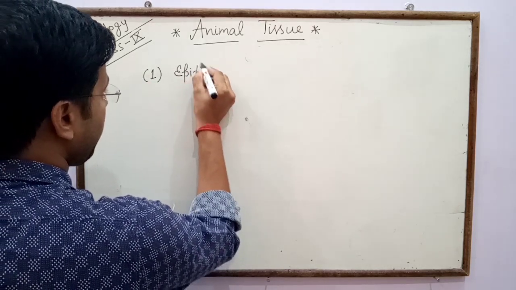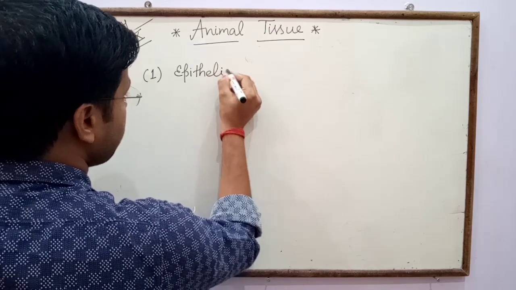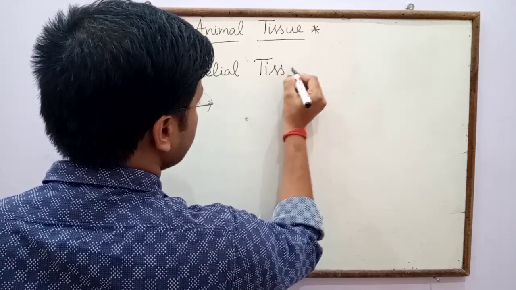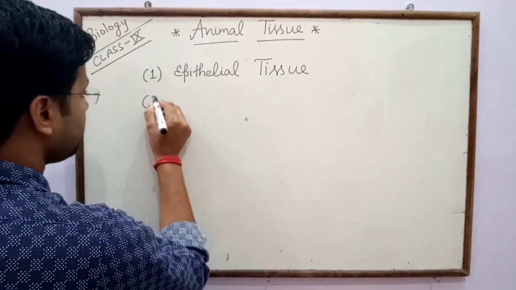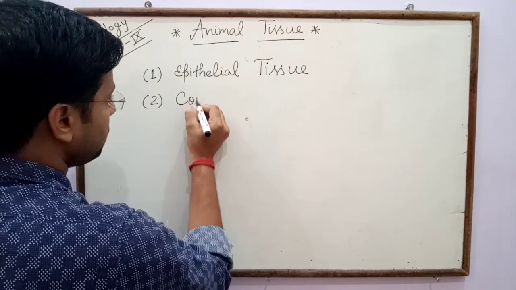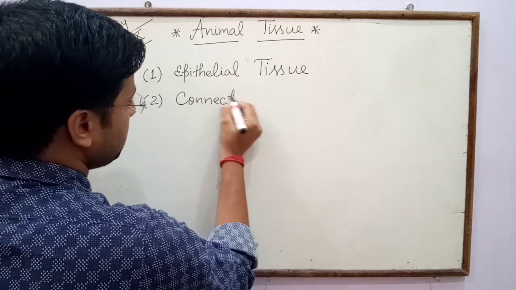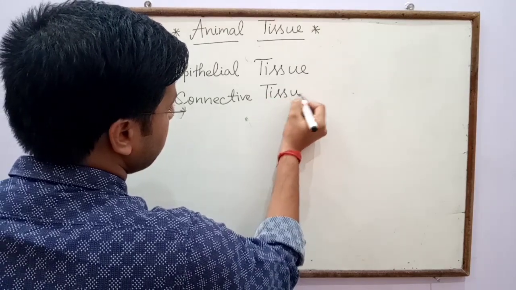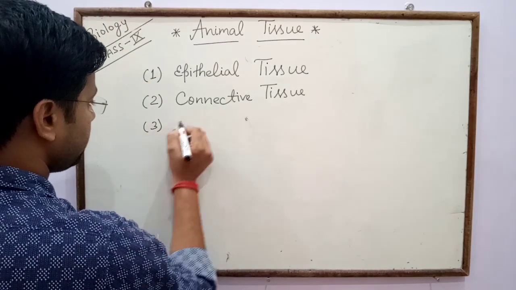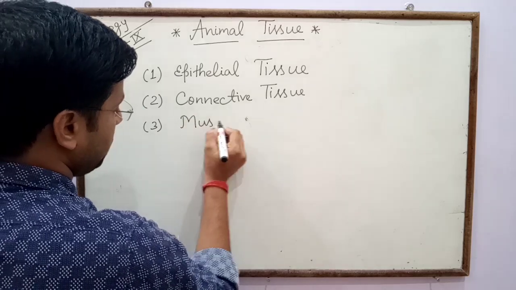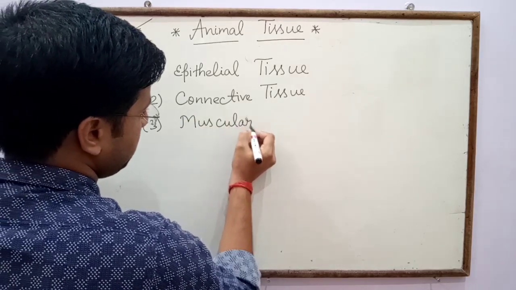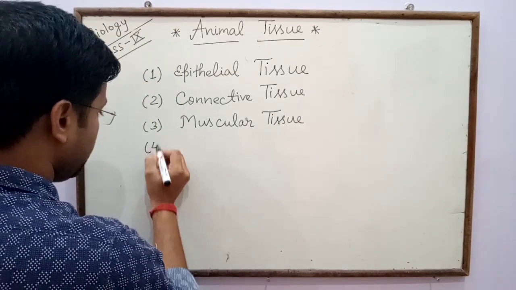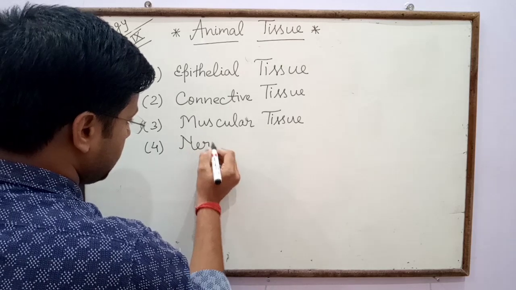First number, epithelial tissue. Second number, connective tissue. Third number, muscular tissue. And fourth number is nervous tissue.